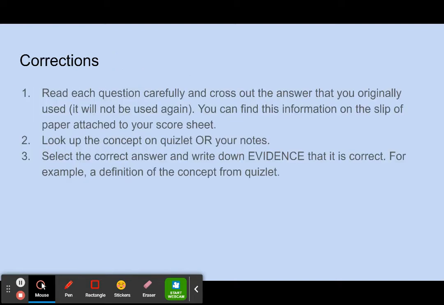So for corrections, you want to read each question carefully and cross out the answer that you originally used. Obviously, it's not going to be used again because it was incorrect. You can find this information on the slip of paper attached to your score sheet. You're going to look up the concept on Quizlet or in your notes. You're going to select the correct answer, and then you're going to write down evidence that it's correct. For example, a definition of the concept from Quizlet. So you're writing down why this answer is correct.